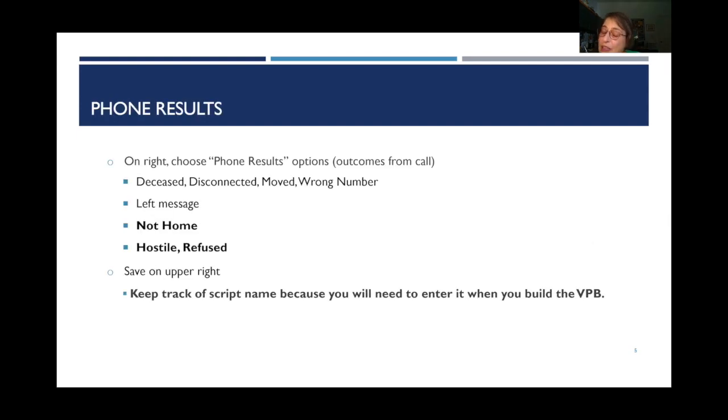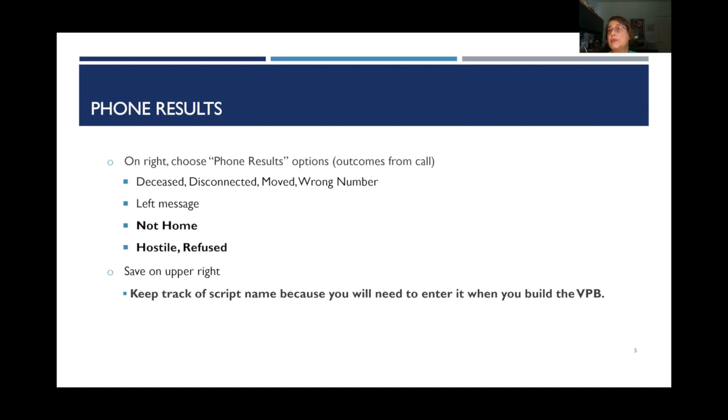Now you're not done quite yet. So you've talked about the dialogue that the canvasser is going to use. Now on the right-hand side of your screen, you'll see, and this is geared towards phone calls, but you also have door knocking results too, that are outcomes of the calls or whatever canvassing you're doing if you didn't reach the person.